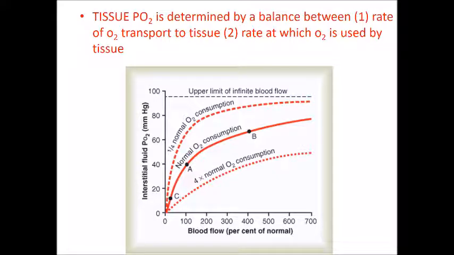Similarly, if oxygen utilization is 1/4 of the normal, then see the above line. Here the PO2 is more because less oxygen is consumed by the tissues. So again we can tell that tissue PO2 is determined by the rate of oxygen transport, or you can say blood flow, and the rate at which oxygen is utilized by the tissues.